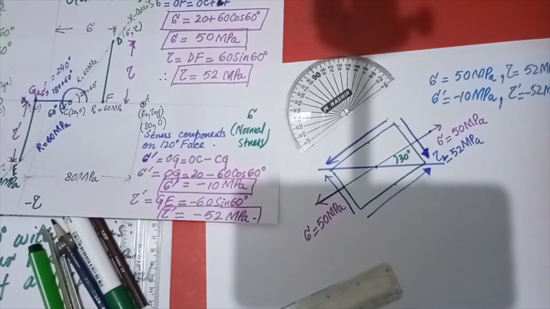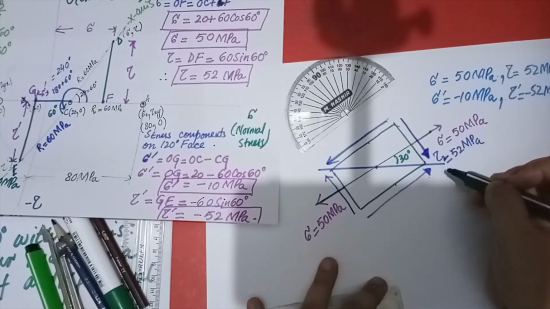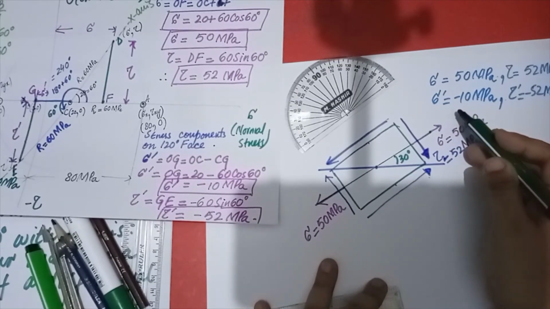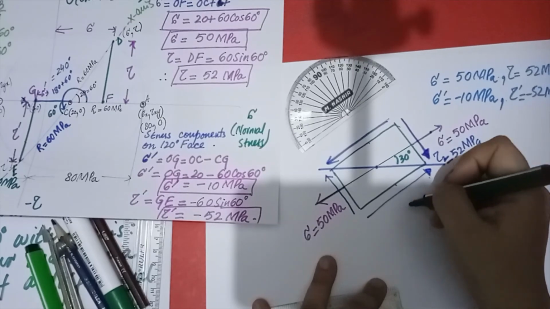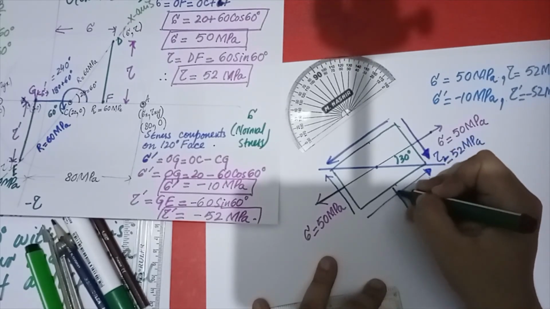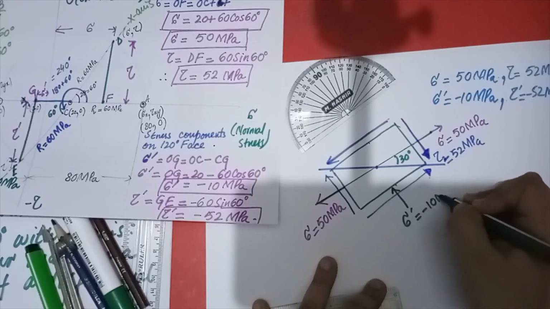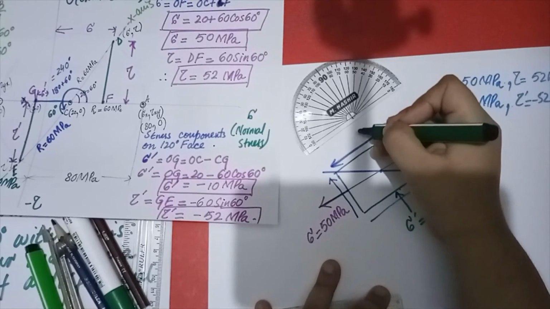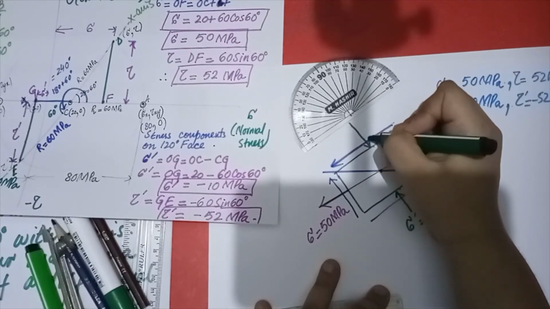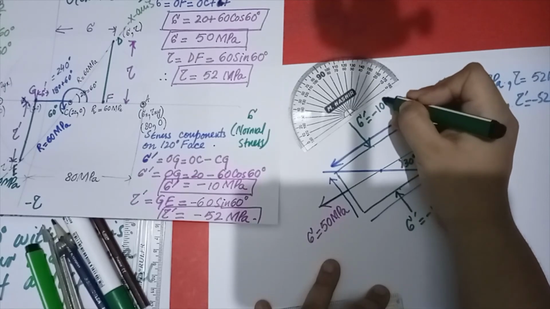Now what you have to do, this is sigma, and this is sigma dash. It is negative, so it should be inward. So sigma dash is equal to minus 10 MPa. This is sigma dash, minus 10 MPa.